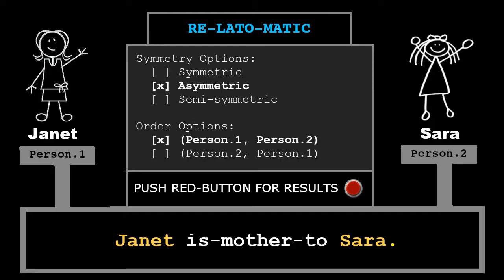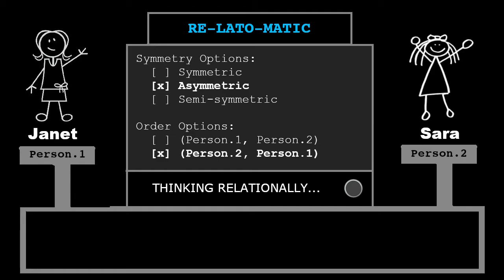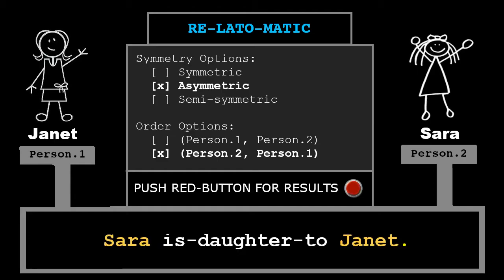You and I know that if Janet is the mother of Sara, then Sara is the daughter of Janet. But does the machine know this? Let's reverse the order in which the machine considers each person and press the red button. Sara is daughter to Janet. Bingo. When the machine is set to asymmetrical, its answer depends on our choice of which person to evaluate first.